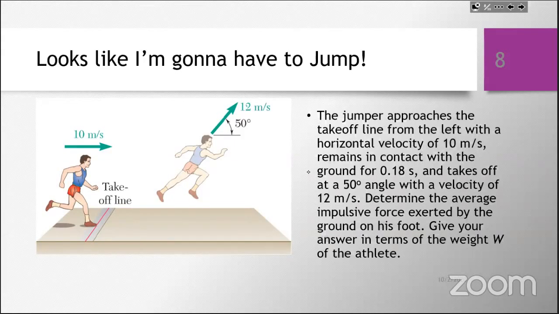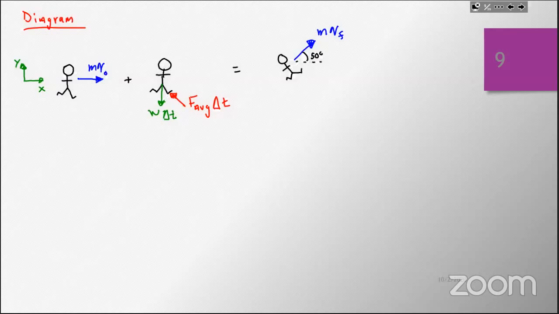Isn't it just m v initial pointed to the right, because that's the way that the velocity is going? So you've got m times v naught.